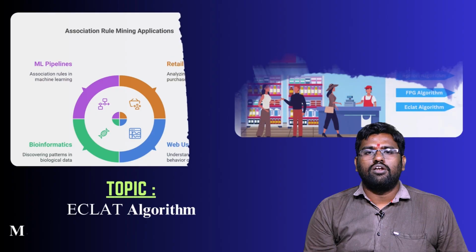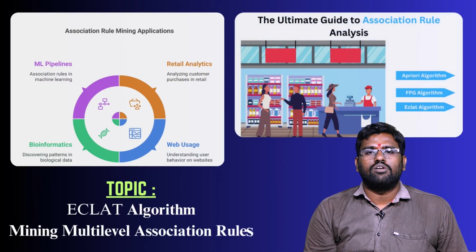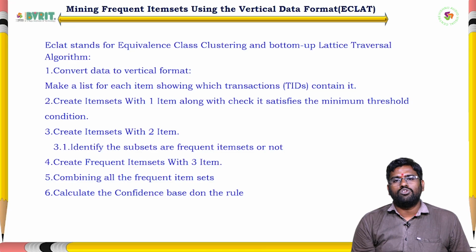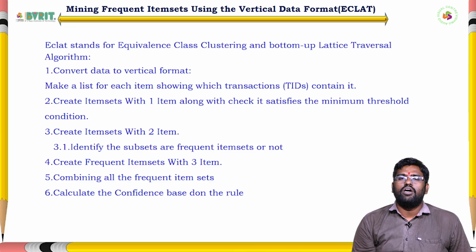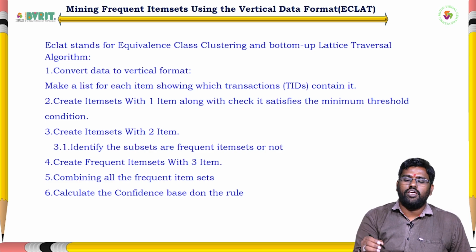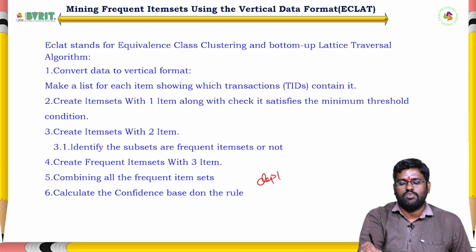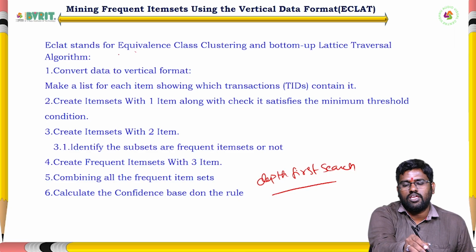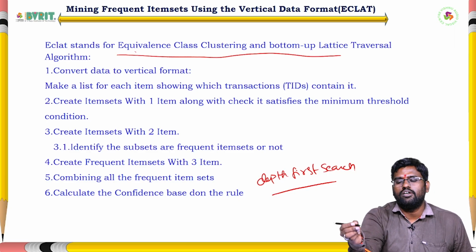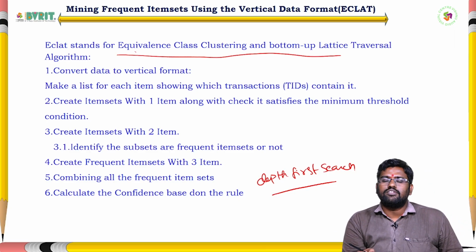Now today we want to discuss the ECLAT algorithm and how to mine multi-level association rules. So what is the ECLAT algorithm? Actually, it is the opposite of the Apriori algorithm. That means Apriori is BFS, breadth first search, and this is depth first search. The full form of ECLAT is equivalence class clustering and bottom up lattice traversal.